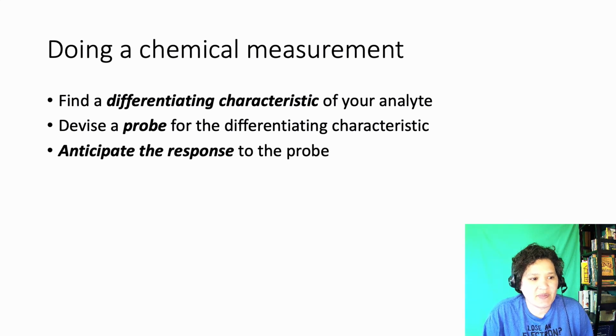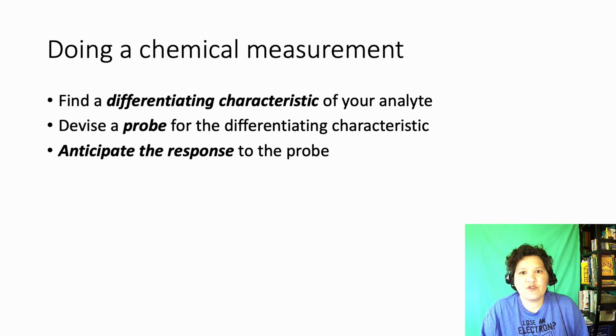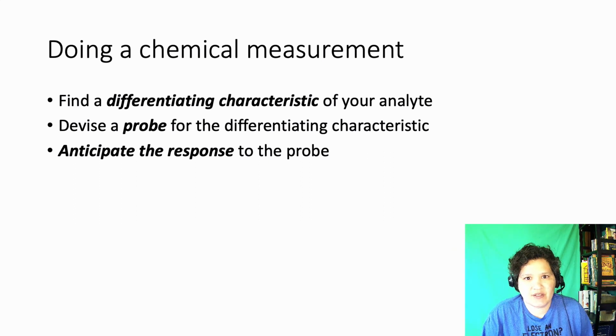So next you're going to anticipate the response to the probe. If you do whatever this action is that interacts with your differentiating characteristic, what will the output be? So there are many ways that you could find outputs, right? You could have, I do this thing and then my analyte produces light. I do this thing and then my analyte changes color. I do this thing and my analyte generates electricity. Okay, so all of those things are sample responses to your probe.